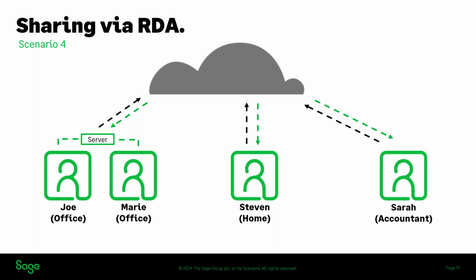So like I say, you can have remote data access and a server set up at the same time. We would not recommend replacing a server with remote data access. Have a server connection where possible, but you can have both set up at the same time for if you have people working in the office, and then you might have people working from different sites, different locations, such as Stephen and Sarah.